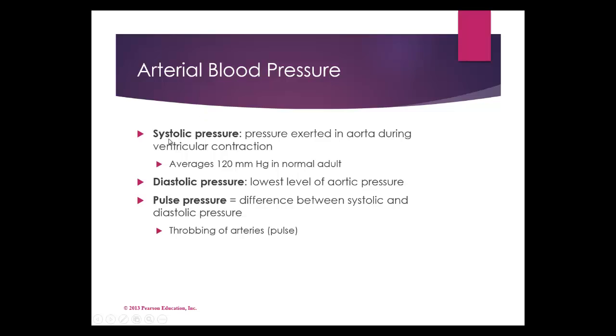So looking at systolic pressure, when we talk about blood pressure, we're looking at a typical blood pressure of 120 over 80. That's the top number, and that's the pressure exerted in that vessel when the ventricles are contracting. Ventricular contraction, we learned, is called systole. So systolic pressure is the top number in a blood pressure reading, and it refers to when the ventricles are contracting. That number should always be higher than the bottom number.